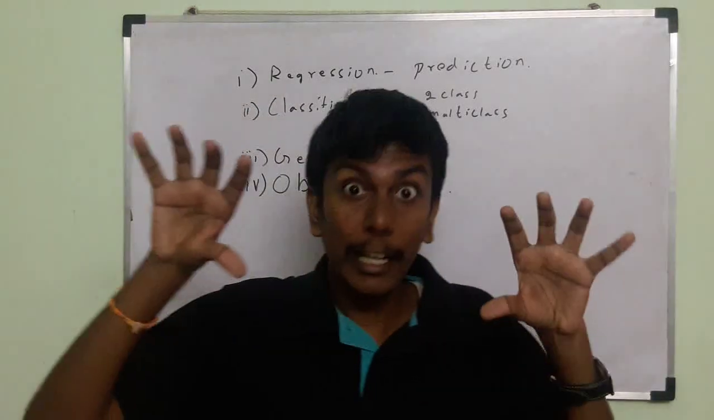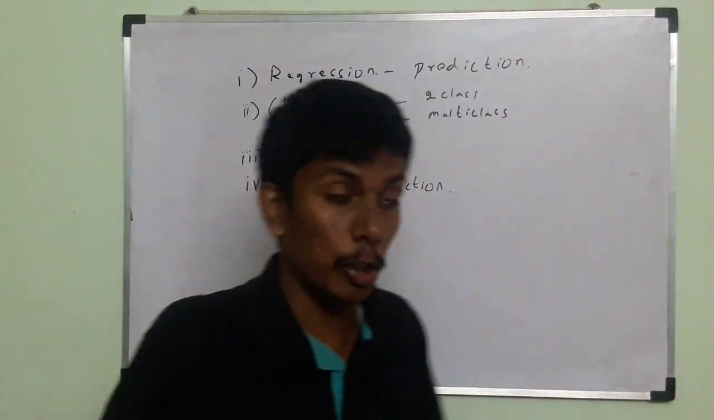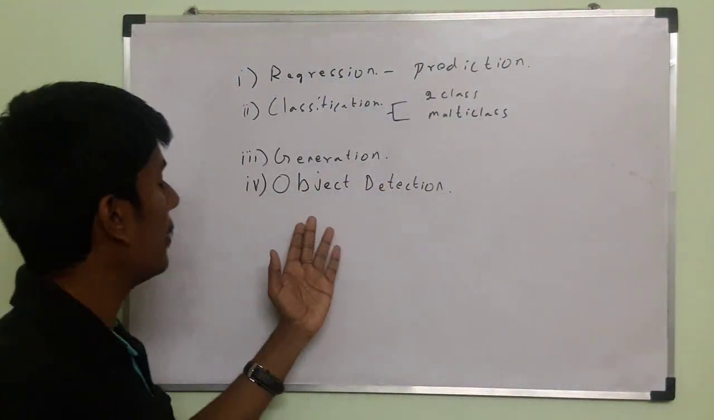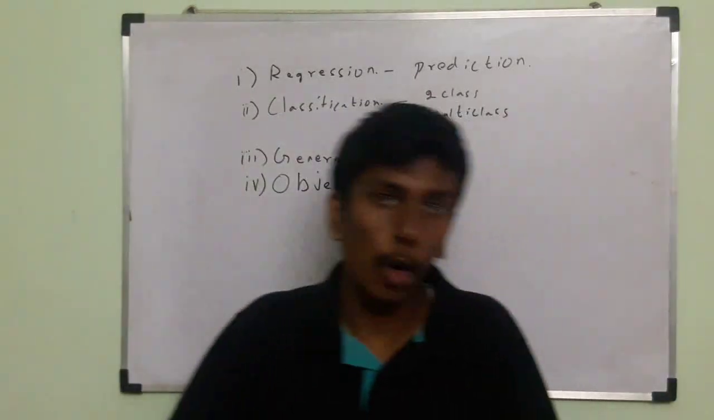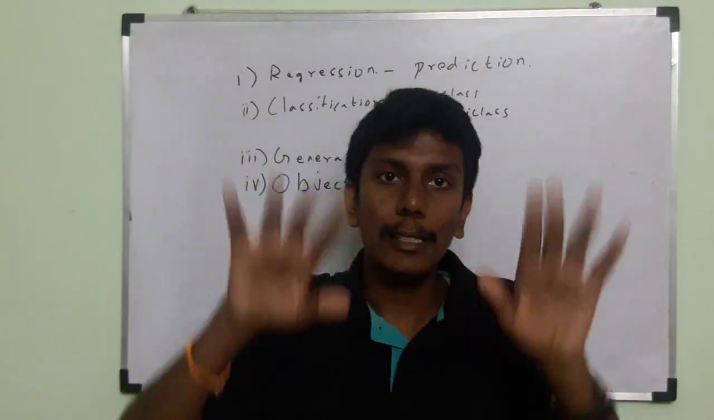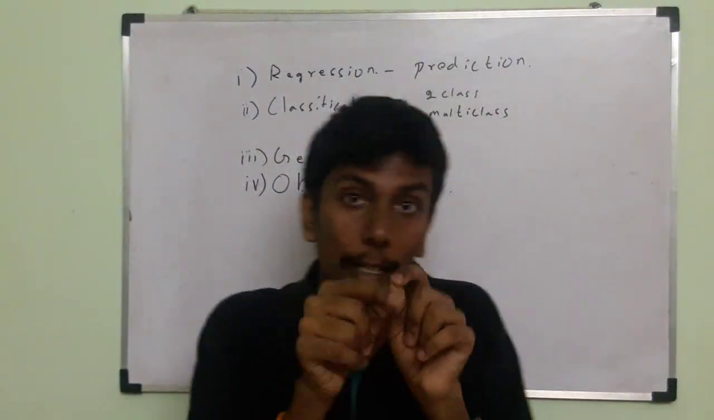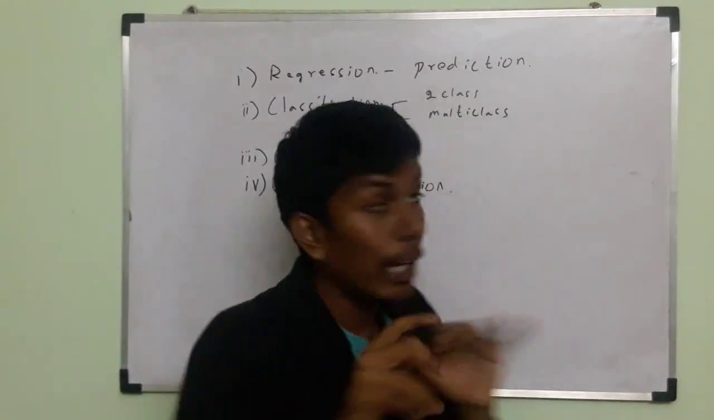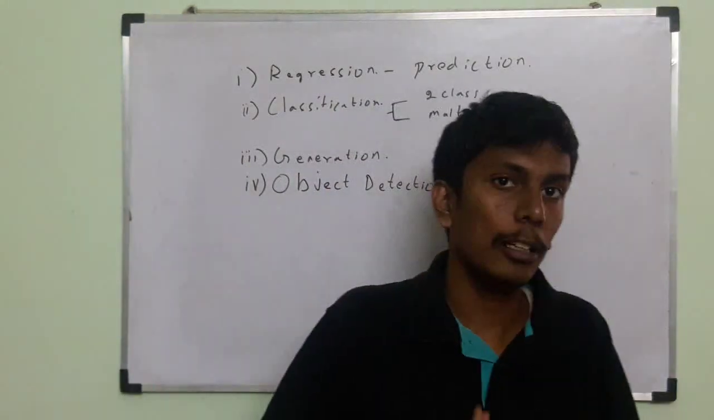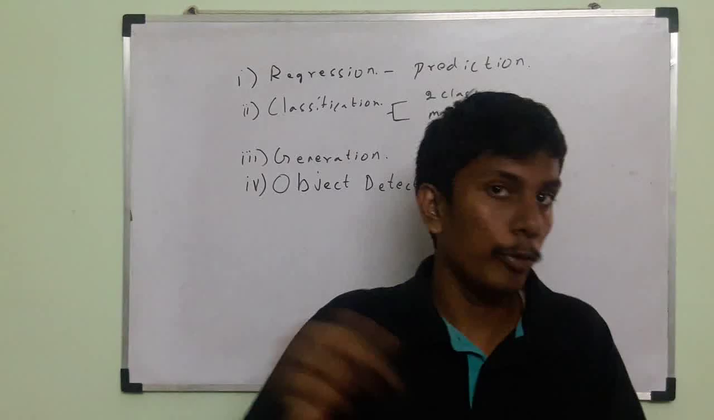It can be used to even create movies. That's what deep learning is headed towards. And the next thing which can be done using deep learning is object detection. Now I'll show an image and the deep learning model will tell what is present in that image and where it is present in that image. So that is object detection, and we will see about that in future videos.